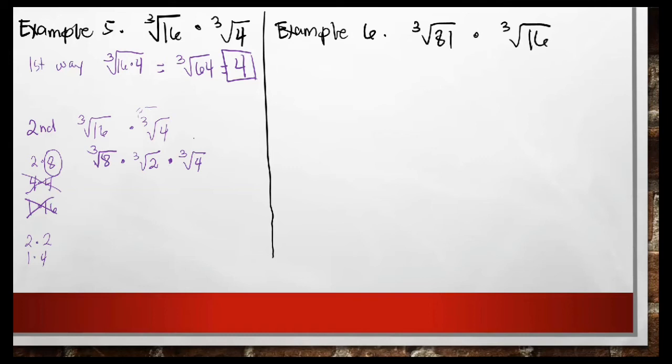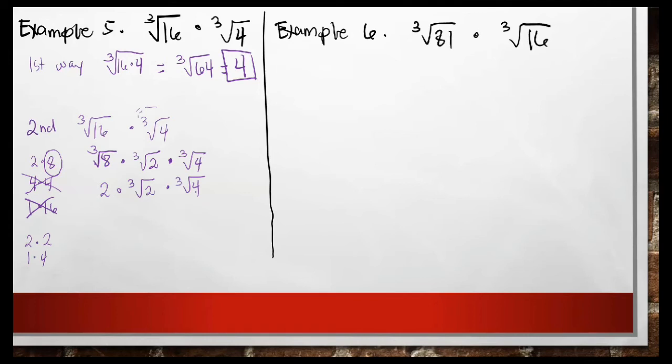Now, let's proceed with simplifying. Cube root of 8 is equal to 2. Then, cube root of 2, we have no simplified form. Therefore, we are going to copy it. And then, cube root of 4, we also have no simplified form. So, therefore, we copy the cube root of 4.